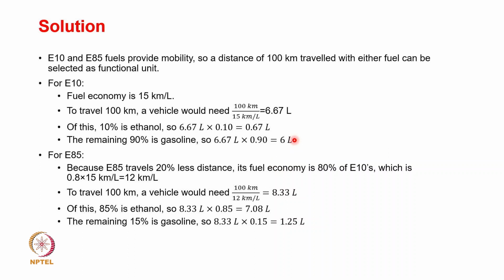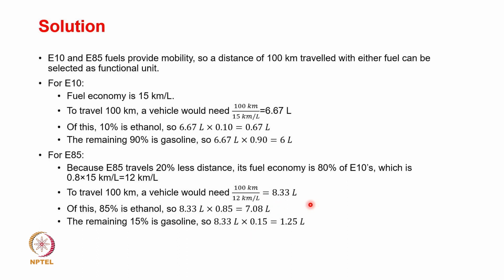So, for E85, because E85 travels 20% less distance, its fuel economy is 80% of that of E10, which would result in 0.8 times 15 km per liter, which would be 12 km per liter. And to travel 100 kilometers, we would need 100 by 12, which is 8.33 liters, out of which 85% is ethanol. So, 8.33 times 0.85 is 7.08 liters. And the remaining 15% is gasoline, which would be 1.25 liters.